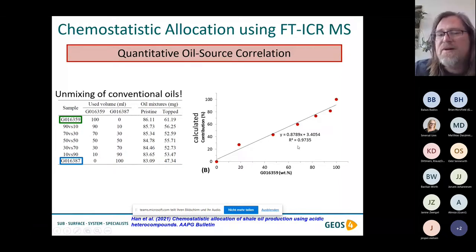So we can say that quantitative oil source correlation is possible if we know the end member oils, which is a really cool feature and should be tested in other areas.